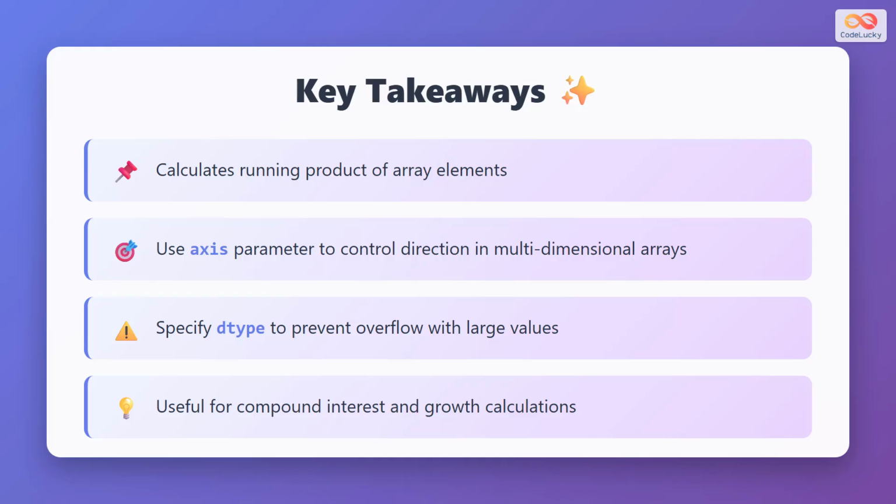Let's recap the key points. First, np.cumprod calculates the running product of array elements. Second, use the axis parameter to control the direction of calculation in multi-dimensional arrays. Third, specify the dtype parameter to prevent overflow when working with large values. Finally, cumulative product is particularly useful for compound interest calculations, growth rate analysis, and sequential multiplication problems. You now have the tools to effectively use cumulative product in your NumPy workflows.